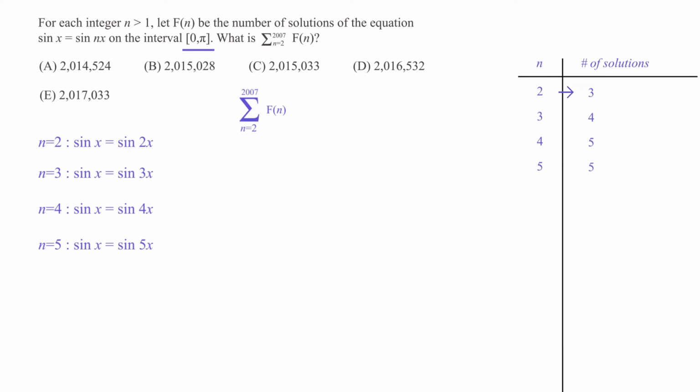You notice it was going up by 1 every time. When n equals 2, it's 3. When n equals 3, it's 4. When n equals 4, it's 5. But for 5, it's only 5, because that's a key point right there.